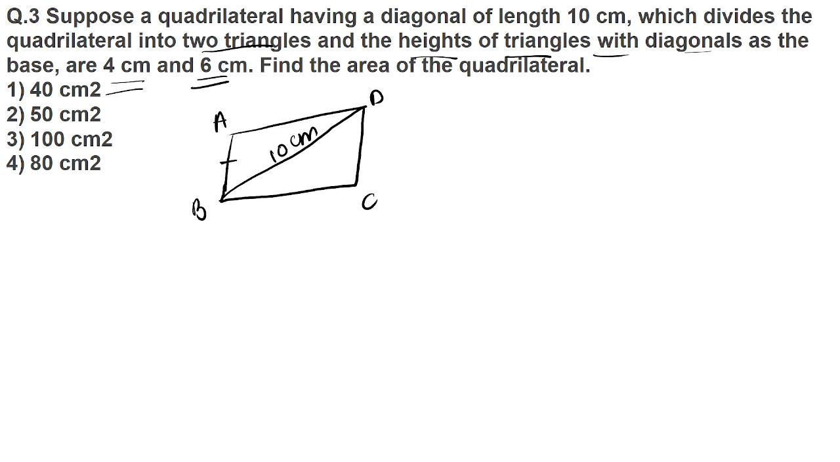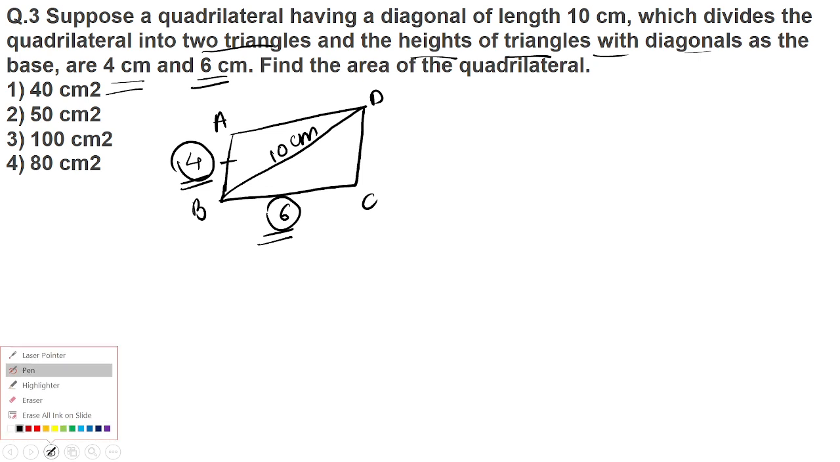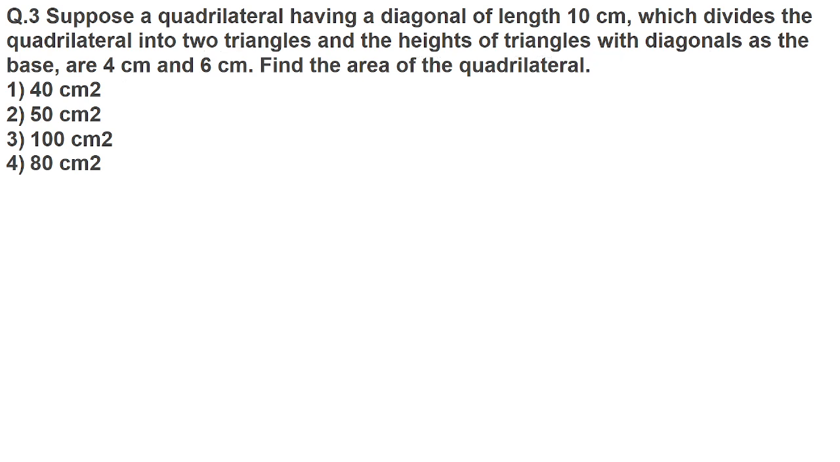Suppose this is one triangle ADB. Here is the base of the triangle, and the height is 4 centimeter, and in triangle DBC, the base is BD, and this is, for example, 6 centimeter. This is 4 centimeter, and this one is 6 centimeter. Now you have to find the area of the quadrilateral. I hope you have got this particular diagram which I have mentioned to you, right?